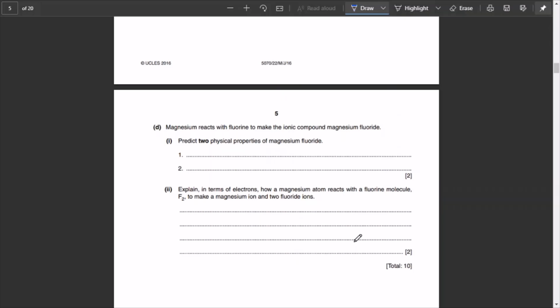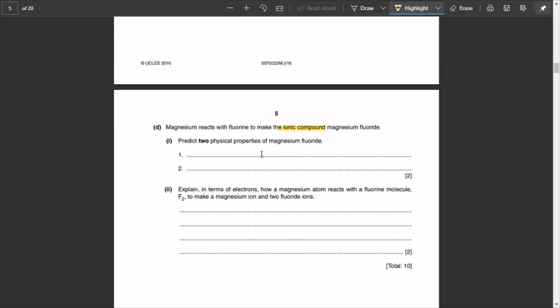Alright, moving on to part D. Magnesium reacts with fluorine to make the ionic compound magnesium chloride. Predict two physical properties of magnesium chloride. We're talking about an ionic compound over here, so it has high melting point, high boiling point. It can conduct electricity in aqueous form.